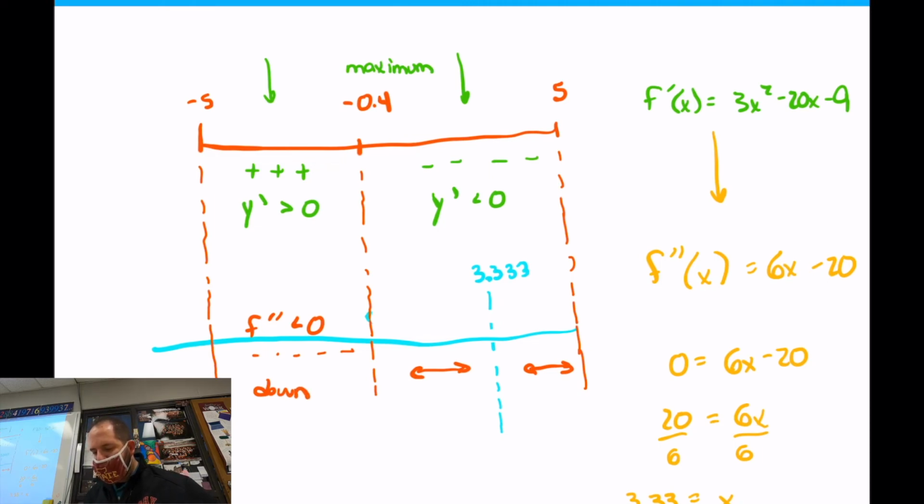For the next range, I'll try a number between -0.4 and 3.3, so I'll plug in 1. Again, I'm using the second derivative to tell me this. This turned out to be negative as well, like I kind of warned you. So these are all negatives, and it's still concave down here. Then I plug in a number between 3.3 and 5, I'll plug in 4, and that turns out to be positive. These were positives, so it's concave up over here.